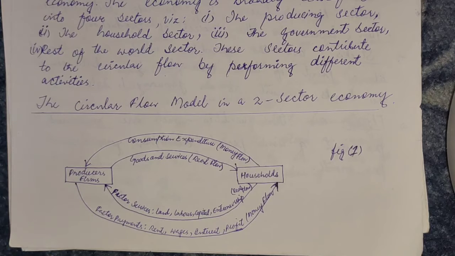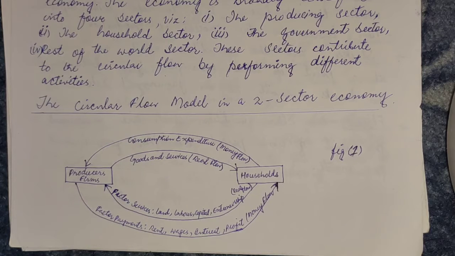Now, first you must note down what is real flow and money flow. So, see, real flows refers to the flow of goods and services across different sectors of the economy, and money flow refers to the flow of money across different sectors of the economy. Now, this model offers certain observations.